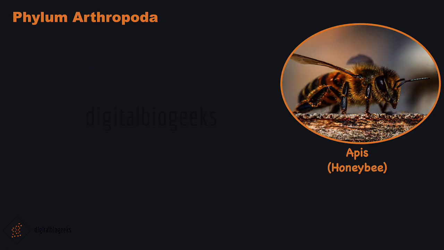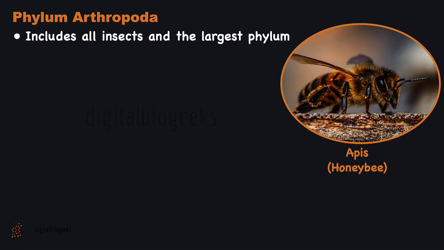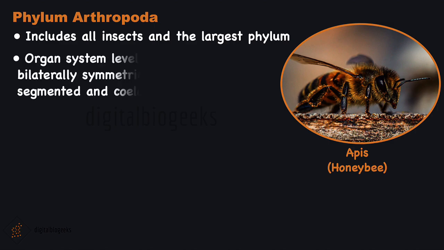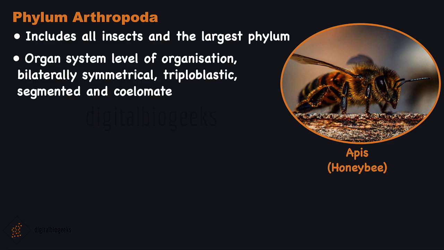Phylum Arthropoda. This phylum includes all the insects, and this is the largest phylum in the animal kingdom with around 10 million species, accounting for over 80% of all living animal species. They have an organ system level of organization. The body is bilaterally symmetrical, triploblastic, segmented and coelomate.